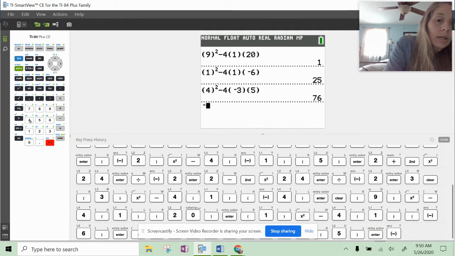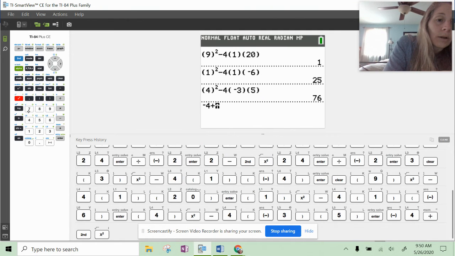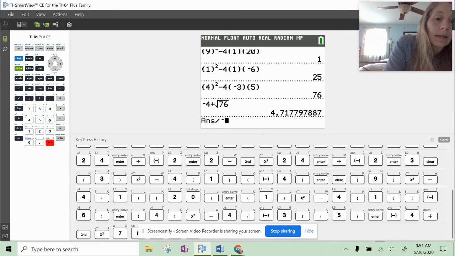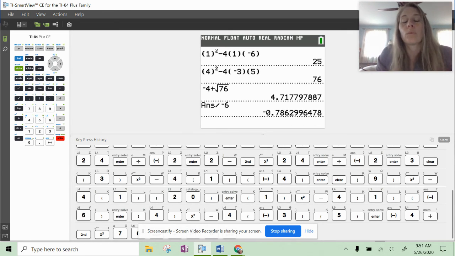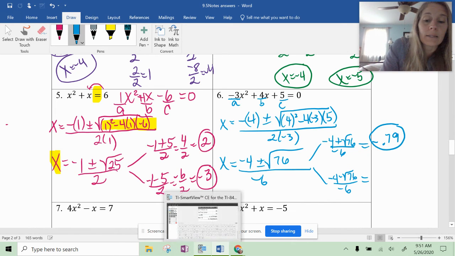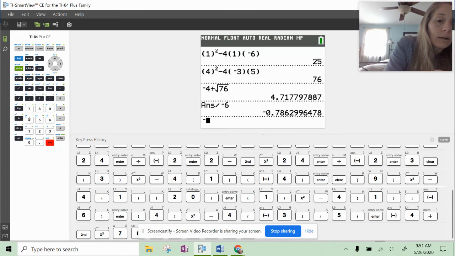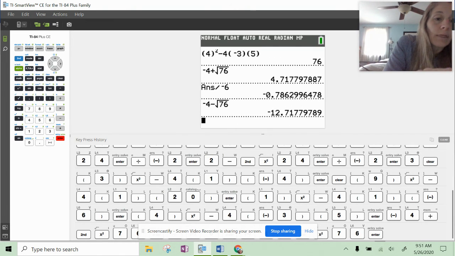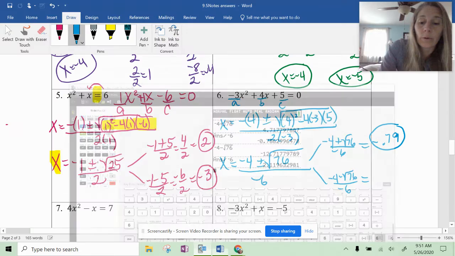So negative 4 plus the square root of 76. Just make sure you hit equals before you divide it by the negative 6. Otherwise, it won't come out correctly. So negative 0.79 is one answer. And then negative 4 minus the square root of 76. Make sure you hit equals and then divide it by the negative 6. 2.12.